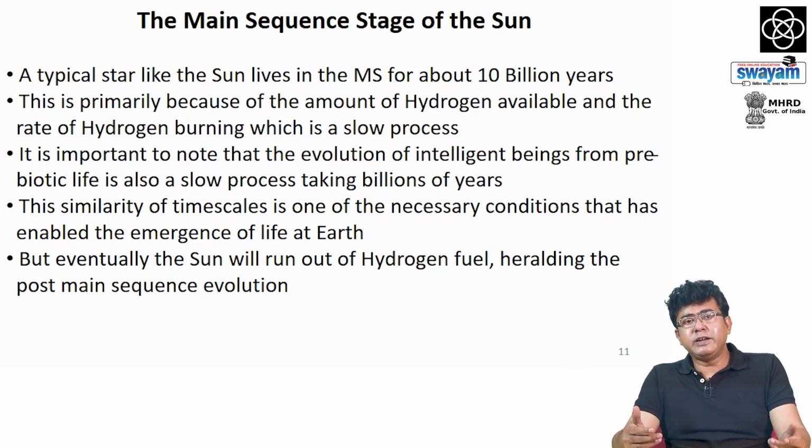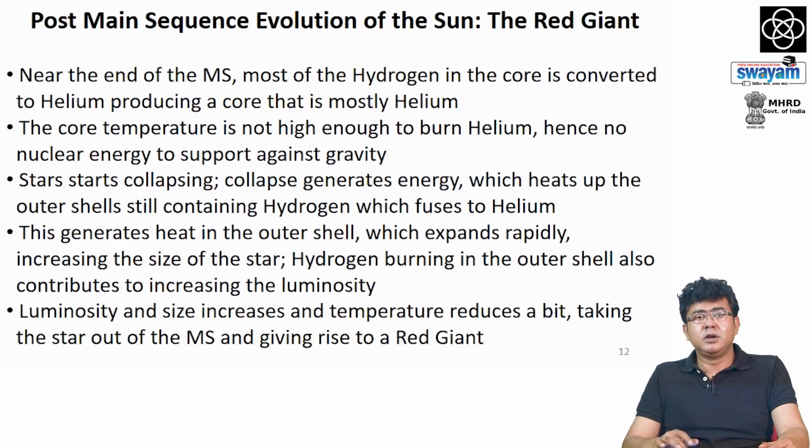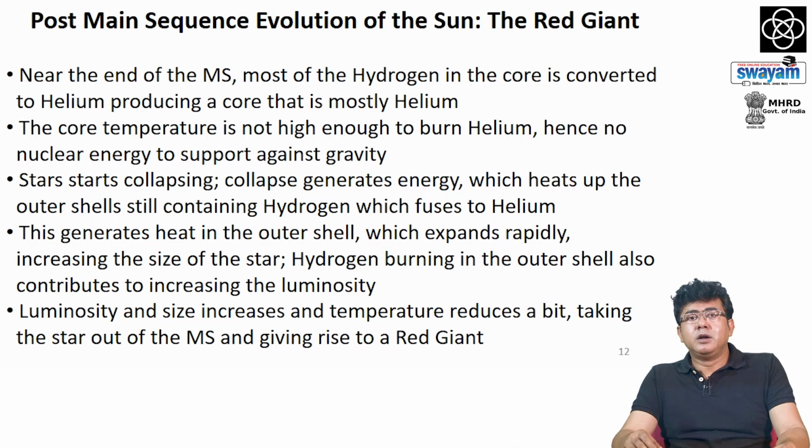The similarity in time scale of the energy generation process, the necessary conditions required in the host star and a planet, is very important for the emergence of life. But eventually the sun is going to run out of hydrogen fuel, and this will herald the next phase, which is known as the post main sequence evolution of the sun.